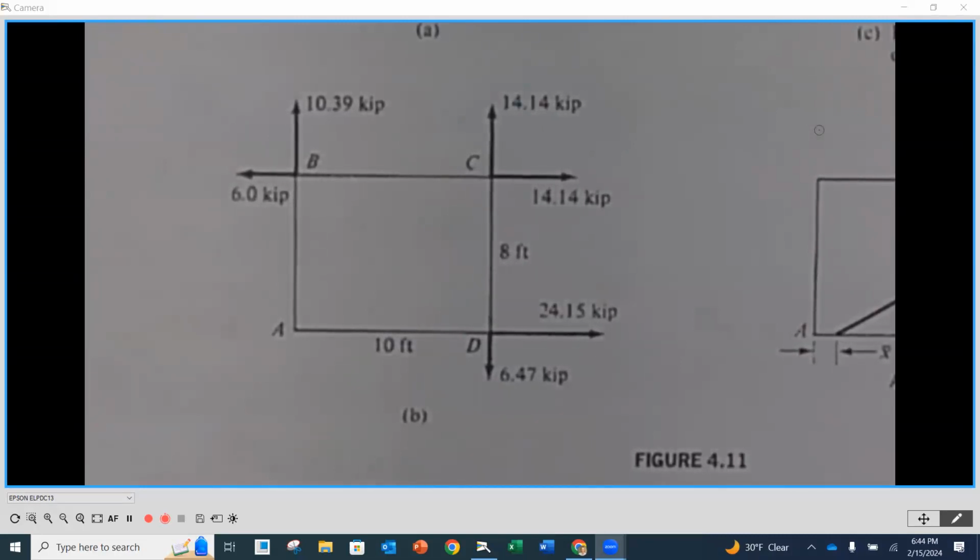Again, you would do this on a regular problem, but in order to get to the process, let's just be efficient.